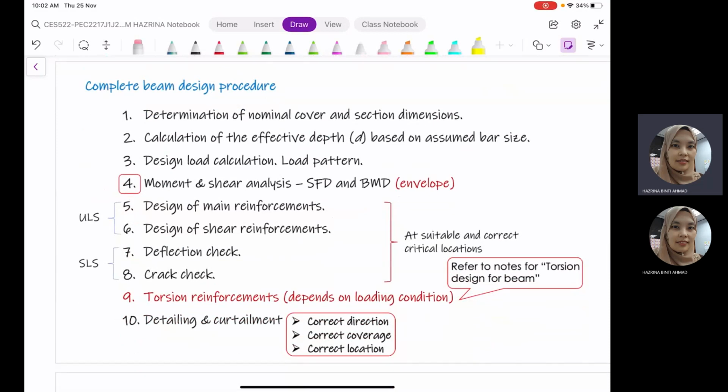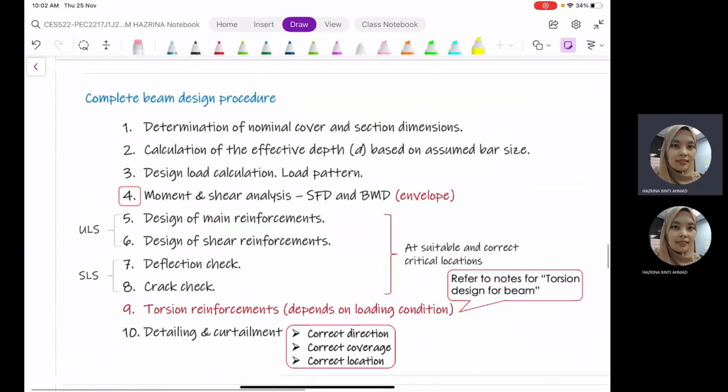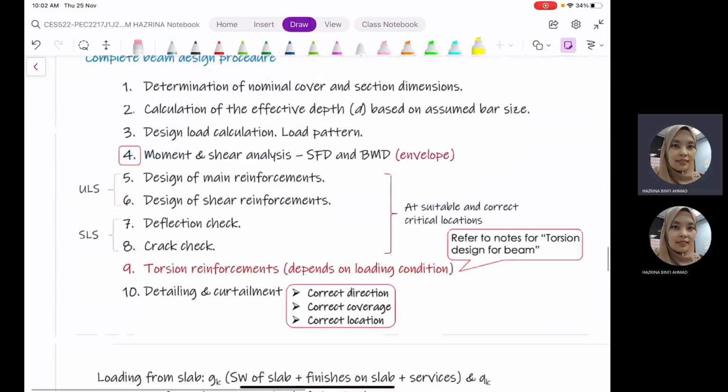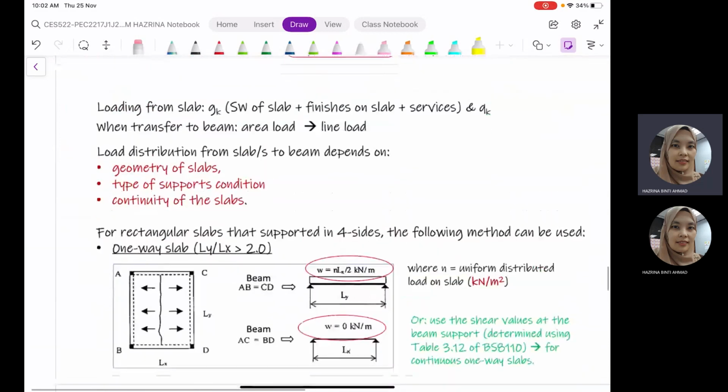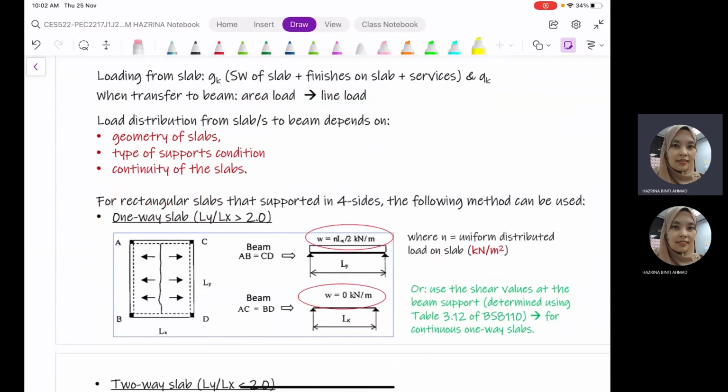So I have already covered the detailing as well as the design. This next part is with regards to the loading transfer. So this is the loading transfer, whereby we have loading from the slab, which is the GK. When we talk about the permanent loadings from the slab, it will be considering the self weight of the slab as well as the finishes that is on the slab.